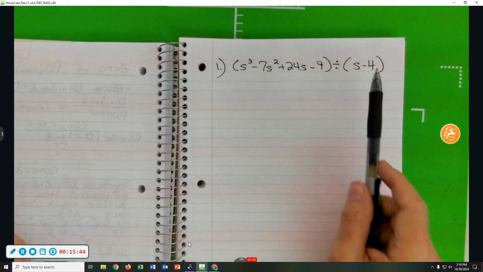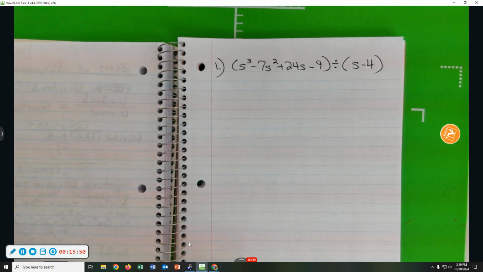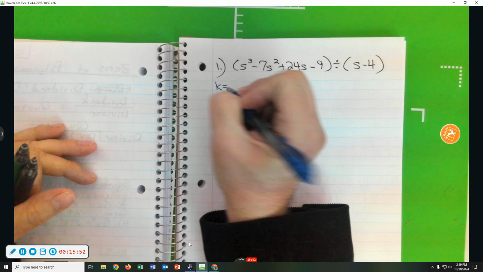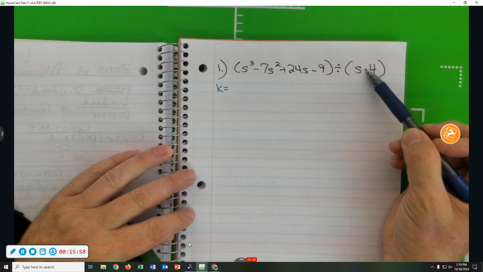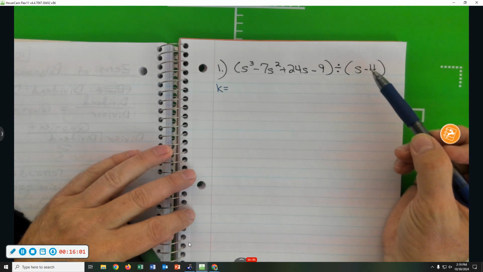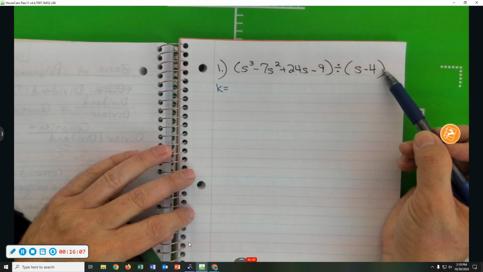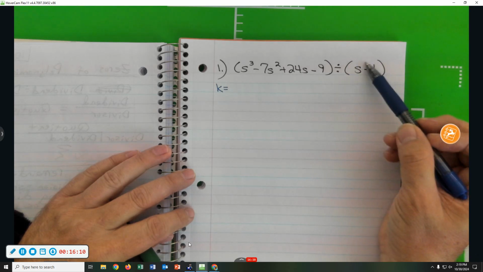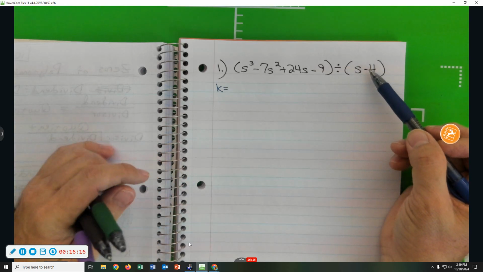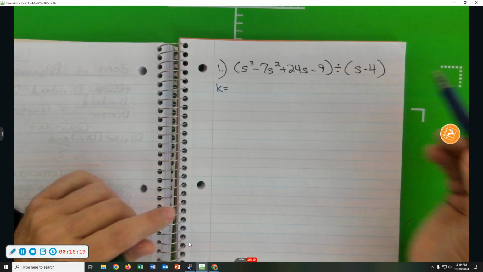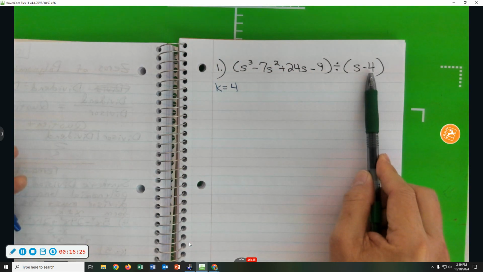Okay, you'll notice the divisor is in the format that we need, and we can determine our k value. In this case, k is equal to 4. Here's something: I say you just change the sign on that number. Technically, what you're doing is asking yourself, what number would make s minus 4 equal to 0? A positive 4. That's why you're changing that number. You're asking yourself, what number makes the divisor equal to 0? So for our purposes, it's just the opposite of what you see there in the divisor.